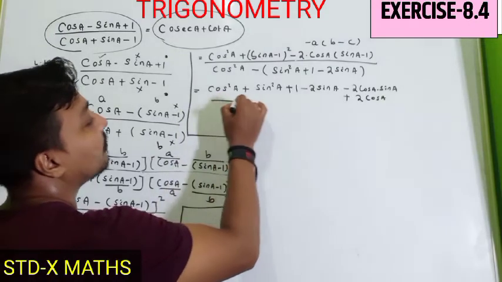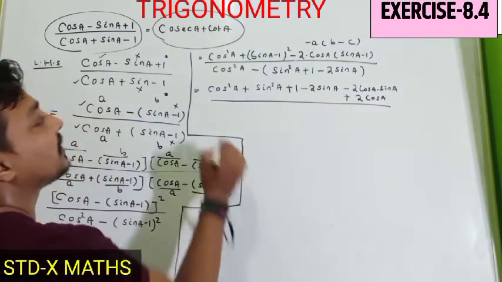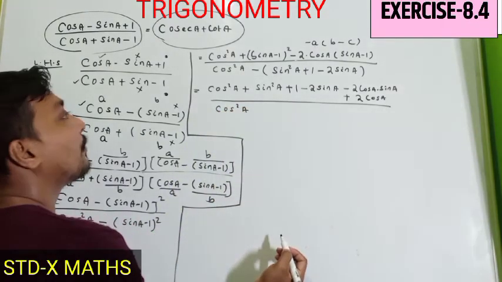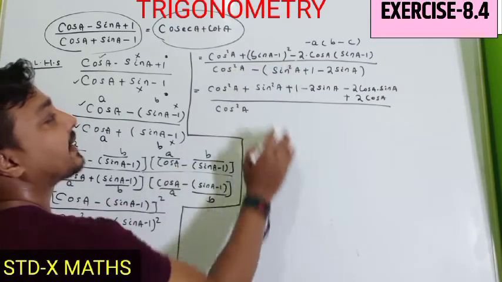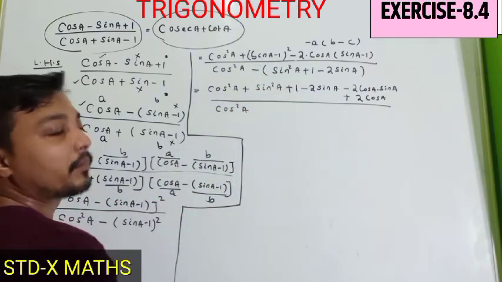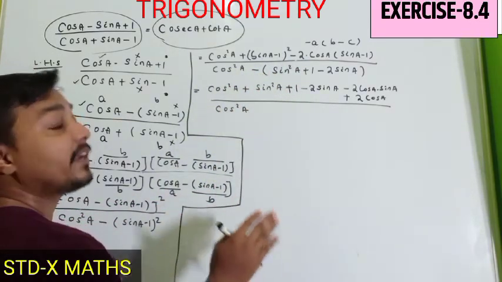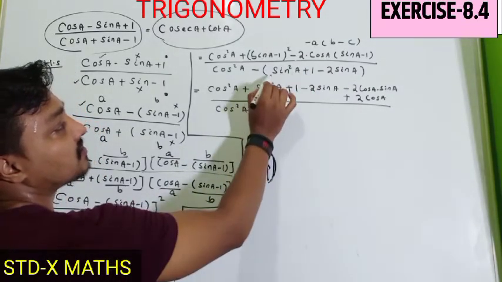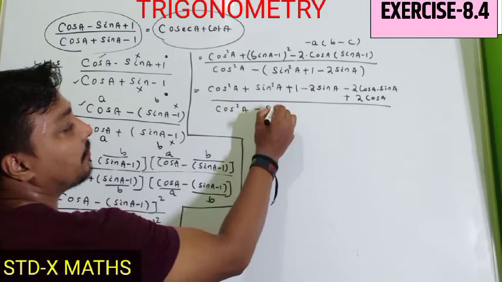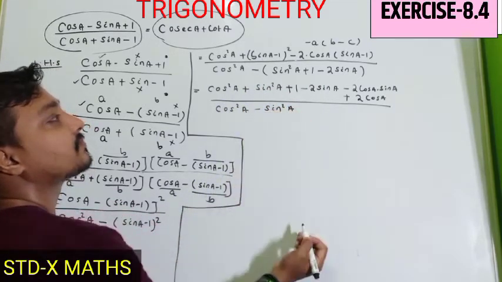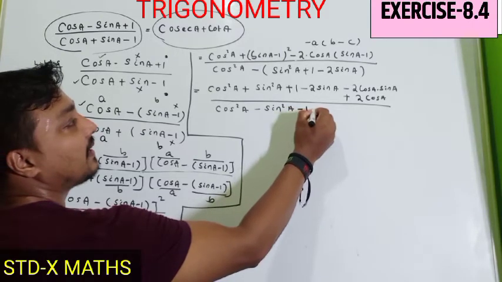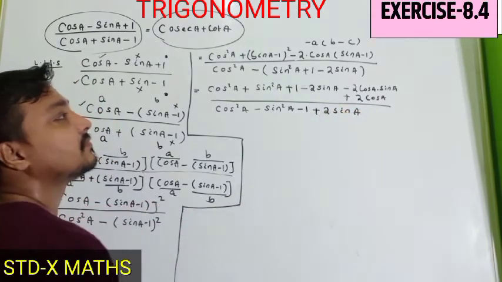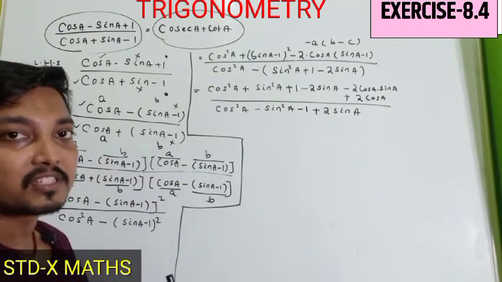Then the below one we have to write. Here it is cos square a. Whenever I open the bracket, the minus will enter the bracket and change the sign of each term within the bracket. So plus becomes minus and minus becomes plus. So first it is minus sin square a, then minus 1, then plus 2 sin a. Up to this clear? Up to this fully clear?